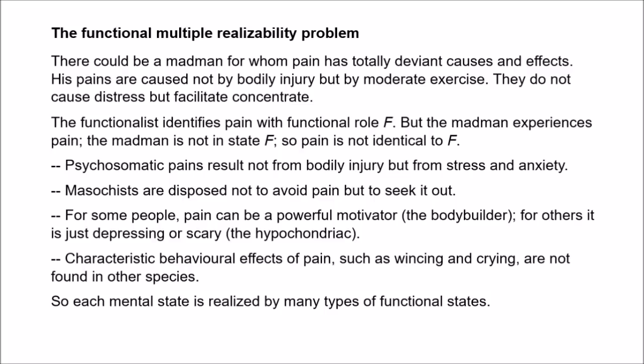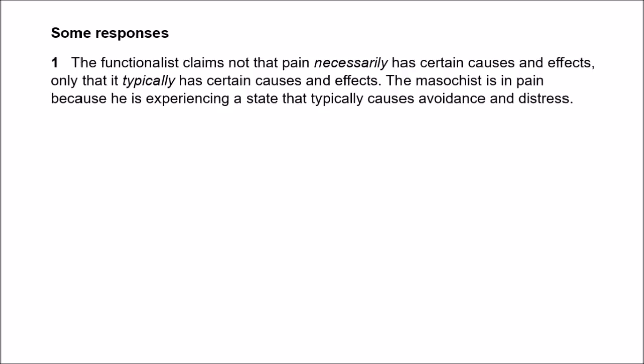Okay, so let's briefly consider some possible replies. I'll continue using the example of pain, but it should be obvious how these replies could be used in the case of other mental states. So, first, the functionalist might respond that the functional multiple realizability argument is mistaken in that it assumes that the functionalist claims that pain necessarily has certain causes and effects. But in fact, pain is defined in terms of its typical causes and effects. And I should say that this is how Lewis, in his article Mad Pain and Martian Pain, treats functionalism in solving this problem.